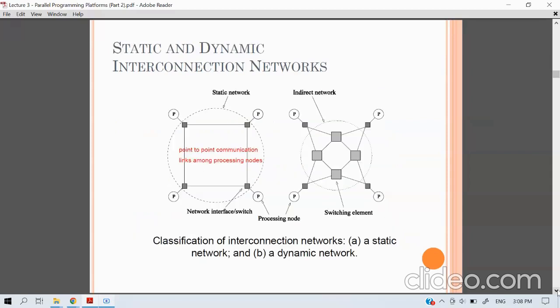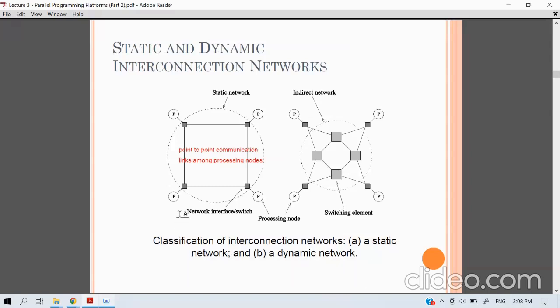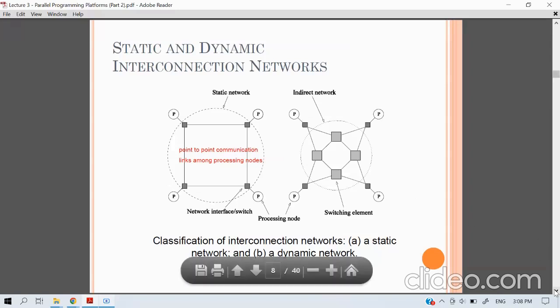Okay, so this diagram shows the differences between the static and dynamic networks. On the left side is the static network, which uses direct point-to-point communication between processor and memory. The right side is the dynamic network, which uses switches and cables to make the connection between the processor and the memory.